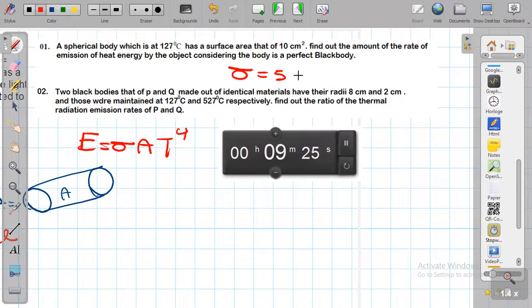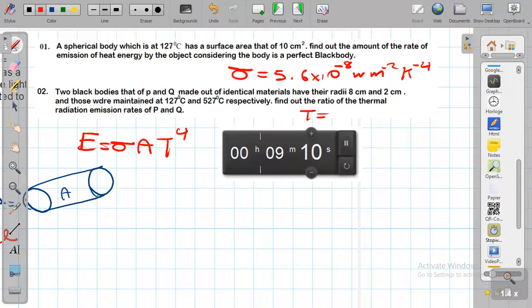Sigma is 5.6 into 10 to the power minus 8 W m minus 2 K minus 4. A is area. T is what?